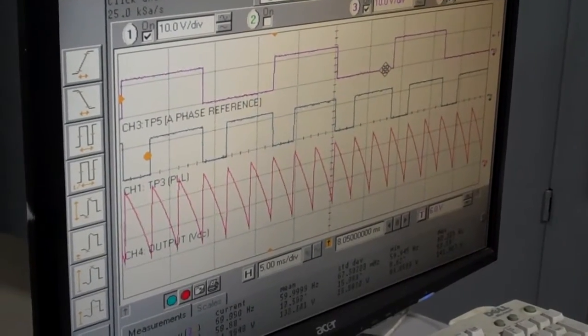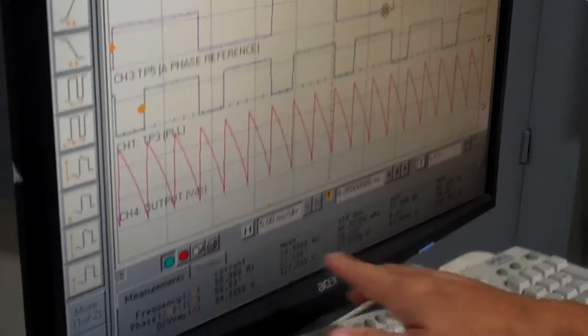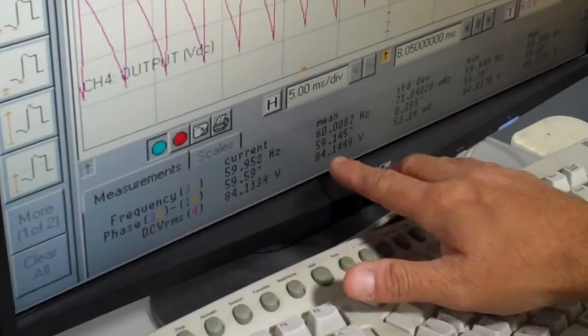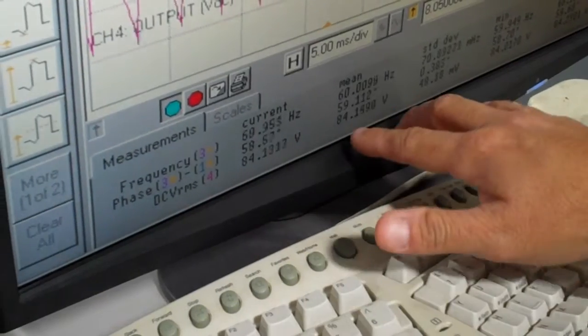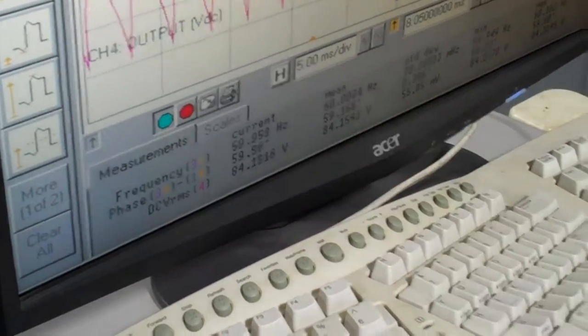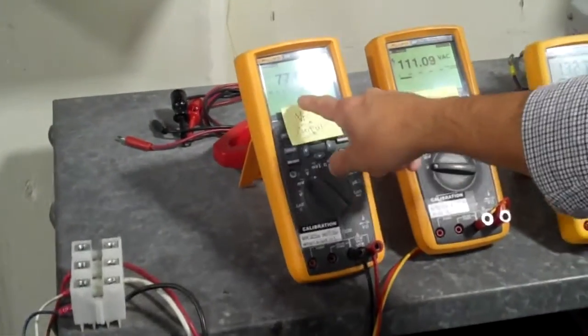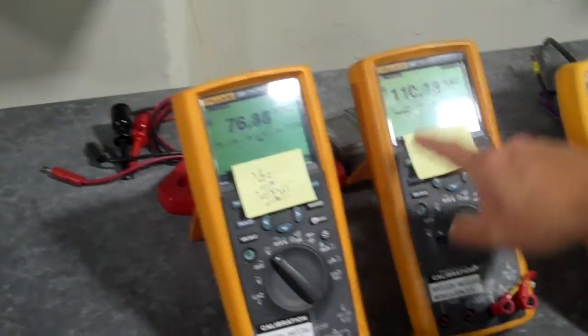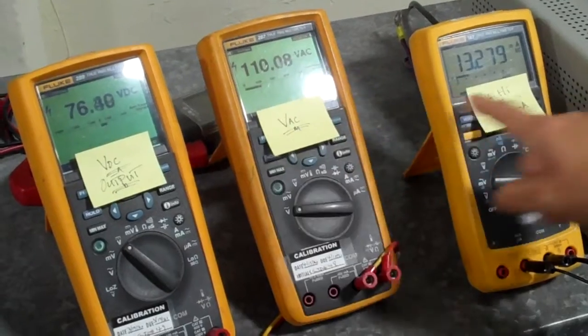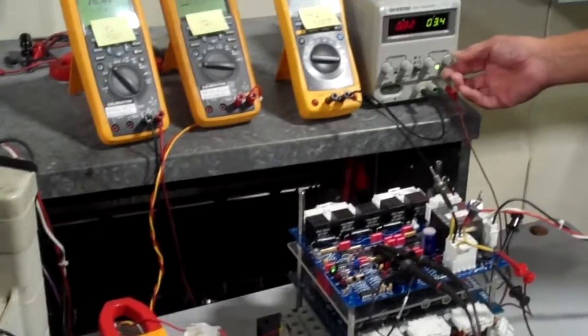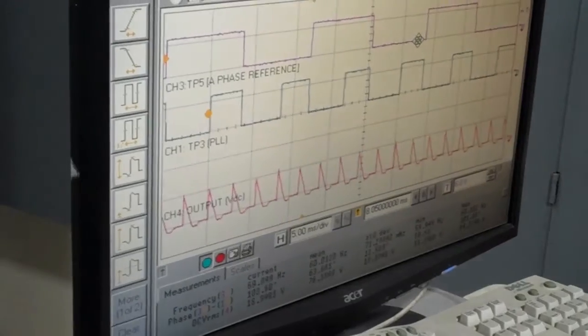Want to stop there? Here we have 60 Hertz. We have a 60, 59 degrees. The corresponding output, it's 84 volts. Here we have on the average voltage, DC output, it's 76 volts. We still got the 110, and we have 13.27 milliamps. And we just keep on going until we get to 4 milliamps.